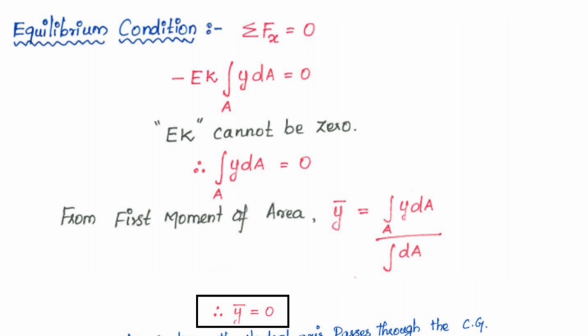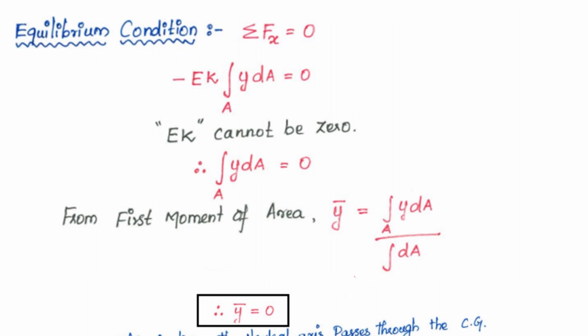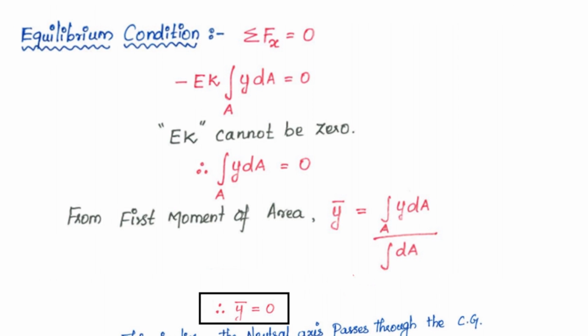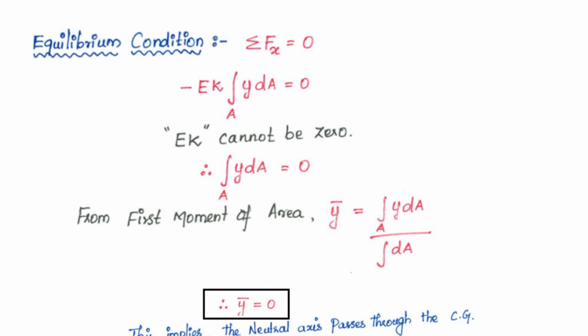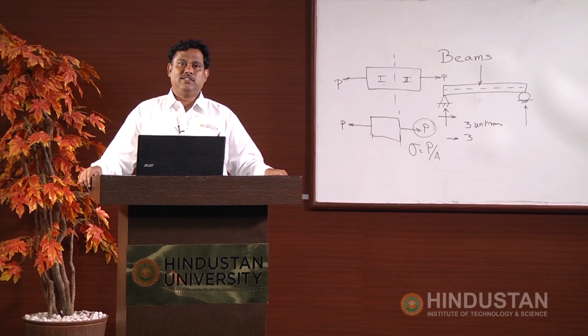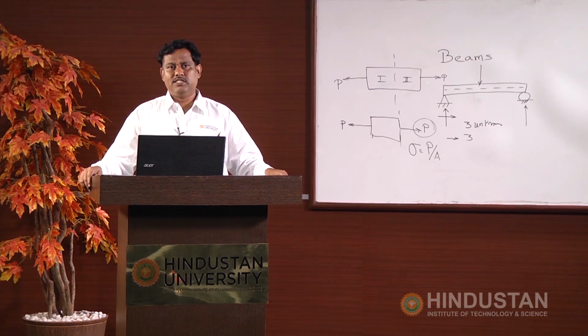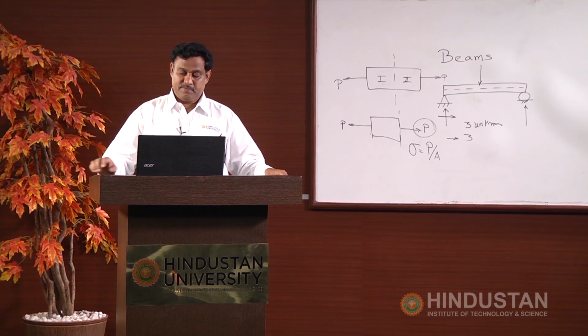That integral y dA is nothing but the first moment of area. You can say that y bar equal to integral y dA by integral dA. So, the numerator is 0, that means y bar is 0. If y bar is 0, the neutral axis passes through the CG. So, for any problem you can easily find out the CG. Once you find the CG, you can locate the neutral axis easily.